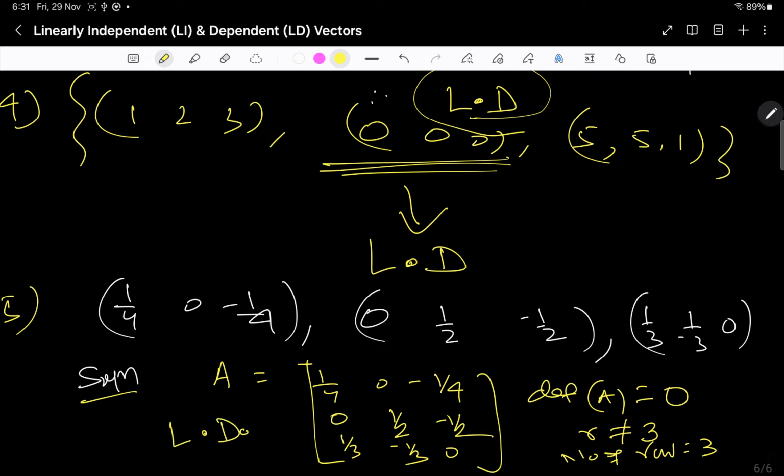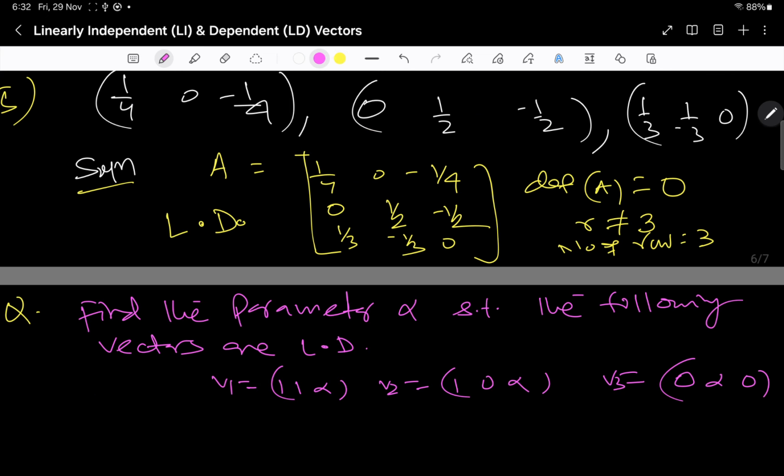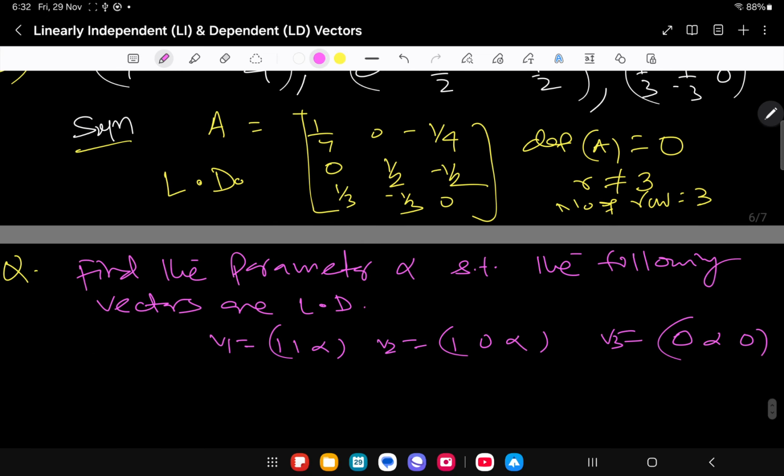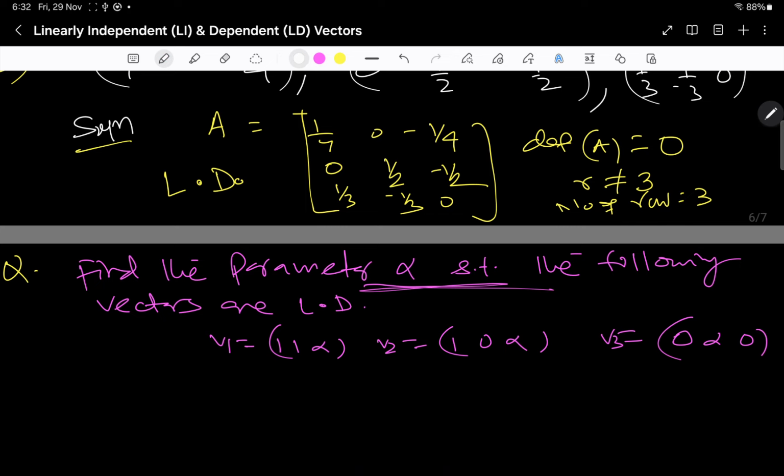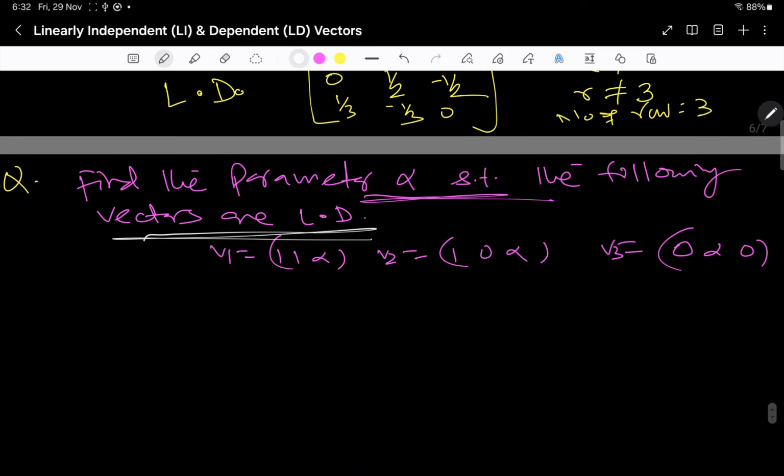Now let me solve a few more questions. Coming to one more question: find the parameter alpha such that the following vectors are LD. So it is already given that the vectors are LD, which means the rank is not equal to 3.